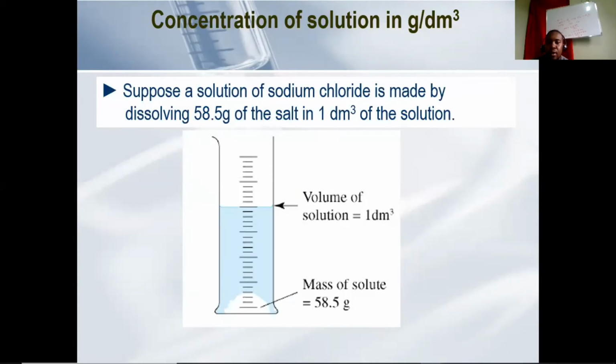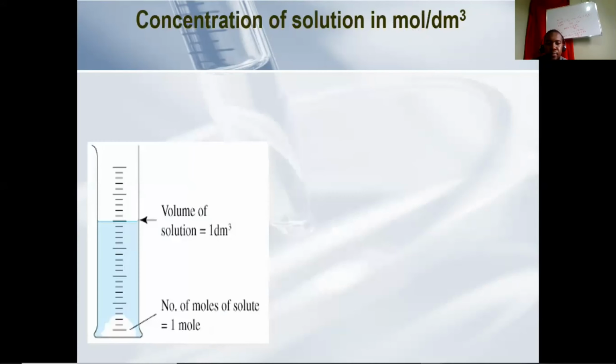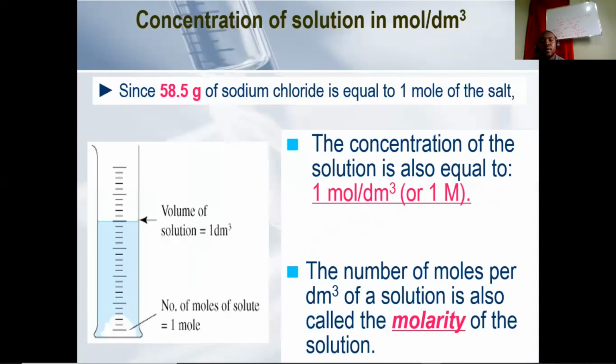58.5 grams of sodium chloride, right? So in this case, we have a concentration of sodium chloride at 58.5 grams per dm cube, right? So the concentration of the solution is also equal to 1 mole per dm cube, since 58.5 grams of NaCl gives us 1 mole of the salt, right?